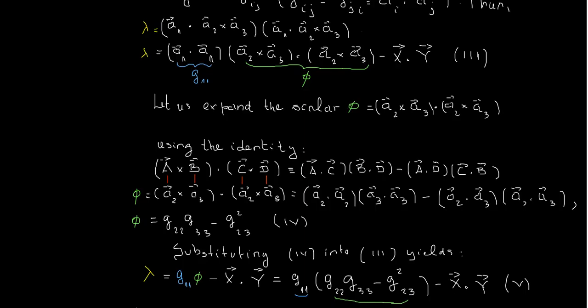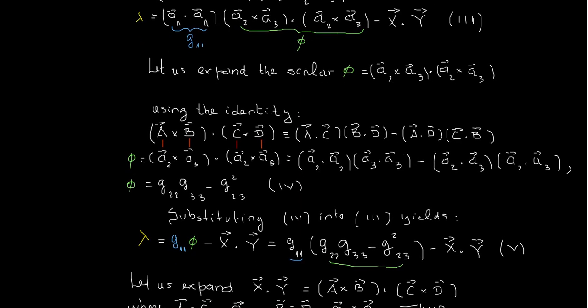Now, I substitute, because you see the color makes this development clear. So I substitute phi on this relation here. But phi now is the right-hand side of it. So I substitute 4 into 3, this relation 3. Attention, lambda is what I want. That's what I want.